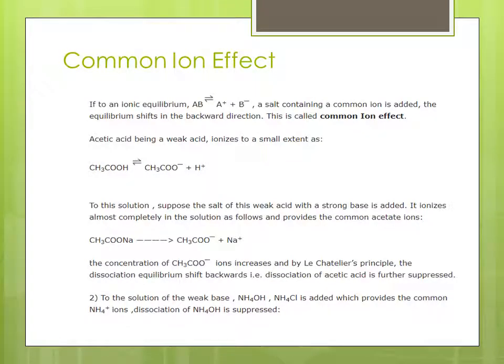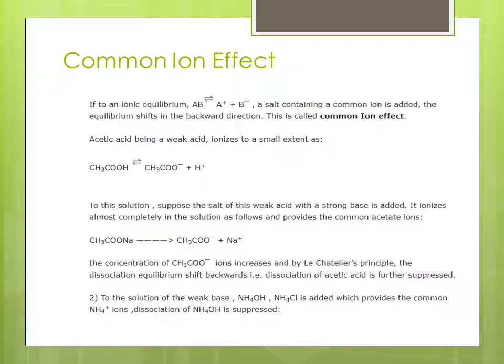Next topic is common ion effect. If to an ionic equilibrium of the type AB giving A+ and B-, a salt containing a common ion is added, the equilibrium shifts in the backward direction. This is called common ion effect.